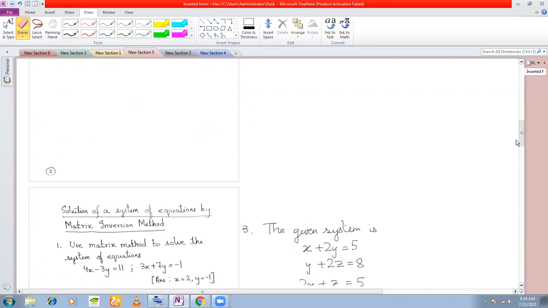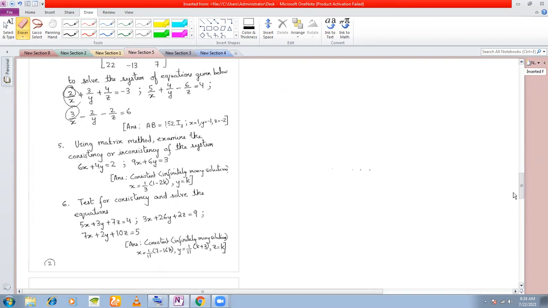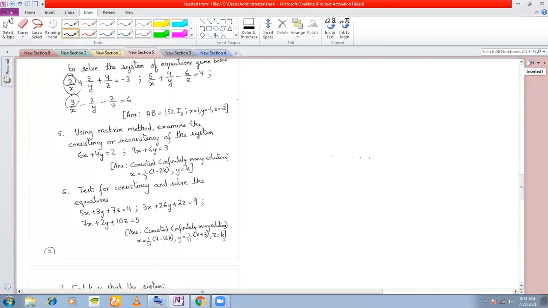So let's see this problem here, number 5. Using matrix method, examine the consistency or inconsistency of the system. What do you mean by consistency or inconsistency? They're not asking you to solve the equation. They're simply asking you whether the system is consistent or not, right? So what do you mean by consistency?